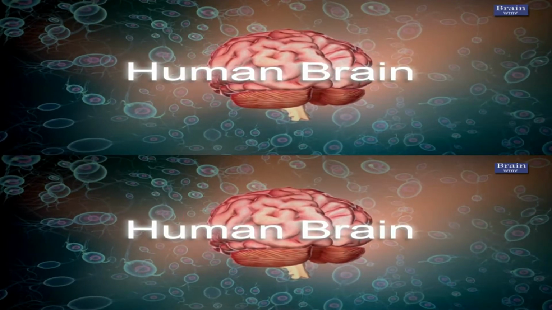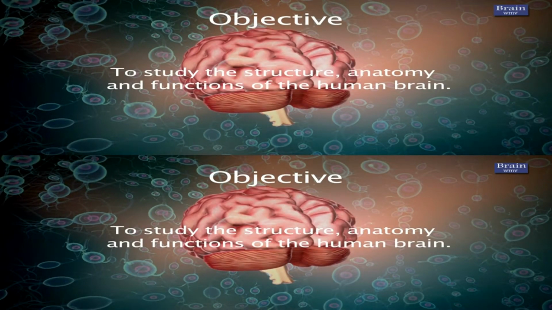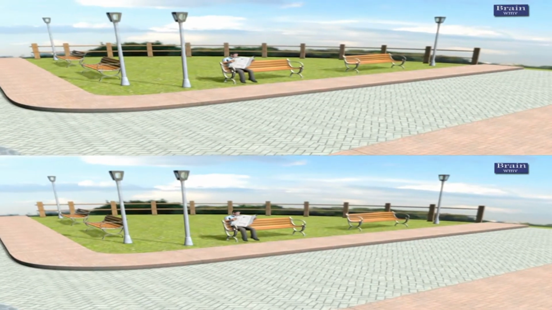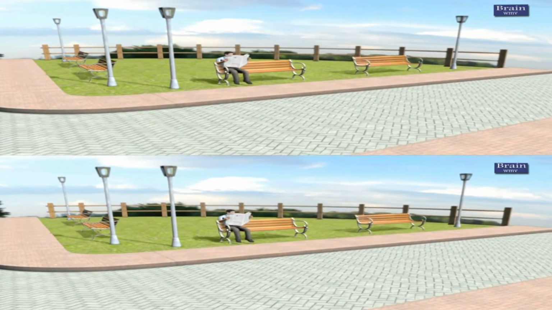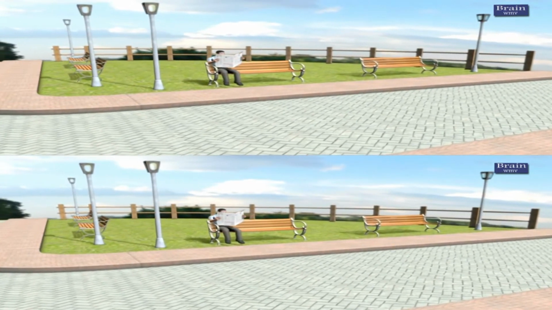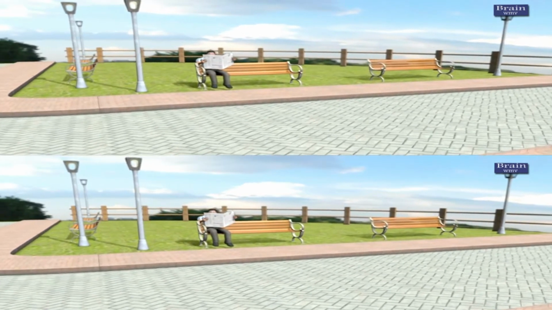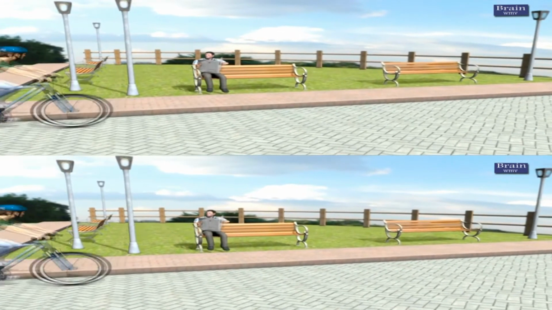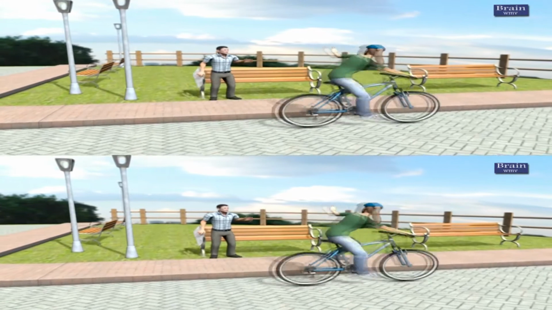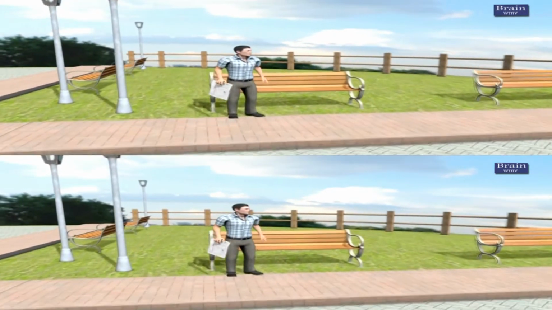Human brain. Objective: to study the structure, anatomy, and functions of the human brain. The human brain is a marvelous and most complicated organ in the body. It has a capacity to analyze a problem and think of a solution. One wonderful capacity of the brain is communication through language. Let us know the structure and function of the brain.